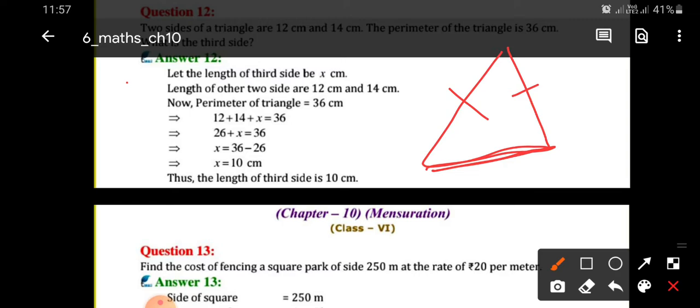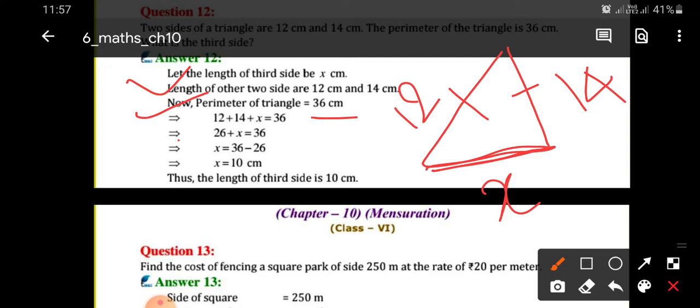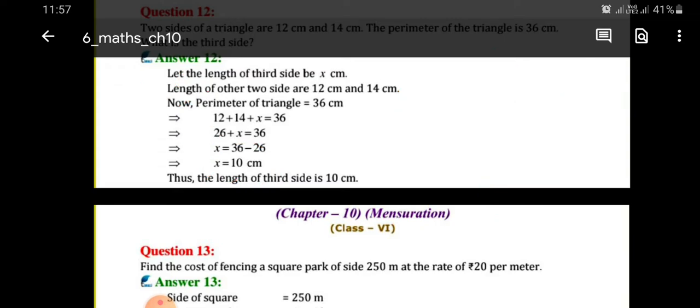So let the length of the third side be x centimeter. This one is x, 12 and 14. So we can use the formula of the perimeter of a triangle. Perimeter of the triangle is equal to 36 centimeter, so 36 is equal to 12 plus 14 plus x. Find out the value of x by solving the equation. That will be 10 centimeter. So the length of the third side is 10 centimeter.